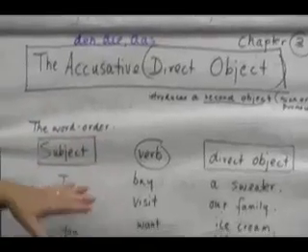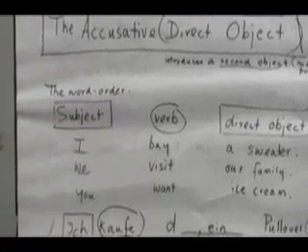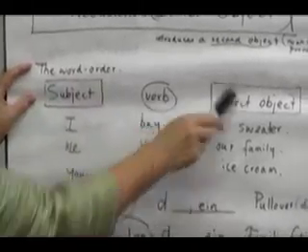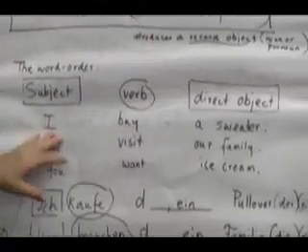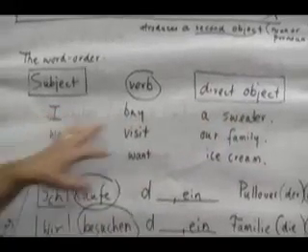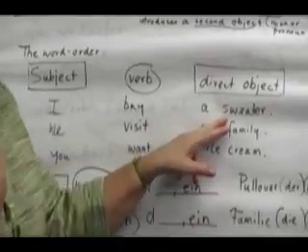Now I'm going to show you some English sentences so you understand it in your own language. The word order goes like this: subject, verb, direct object. I buy a sweater. So I is the subject, I'm doing the action, buy is the activity, and what I'm buying is the direct object, a sweater.